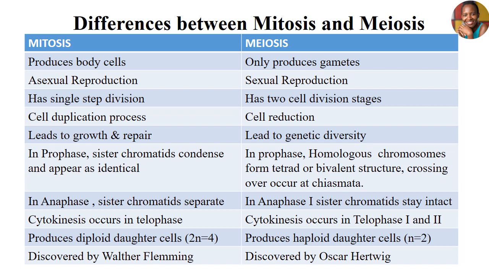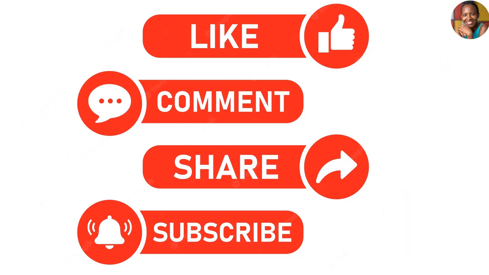So those are the key differences that you can look at: the types of cells, the types of reproduction, the steps in division, the functionality of it, how the process itself happens, and the last parts of the production. Is it diploid cells or are they haploid cells? And who discovered the two processes? And that summarizes our similarities and the differences between the mitosis and meiosis processes.